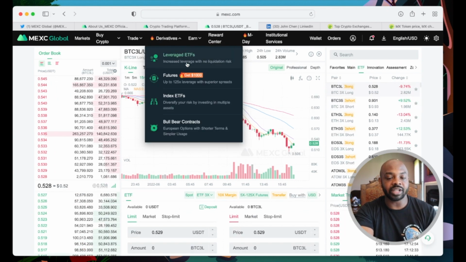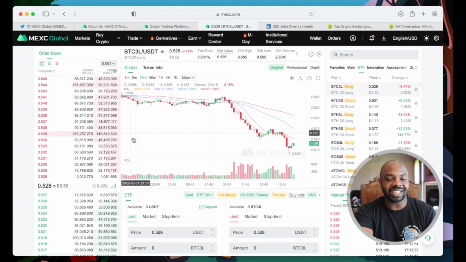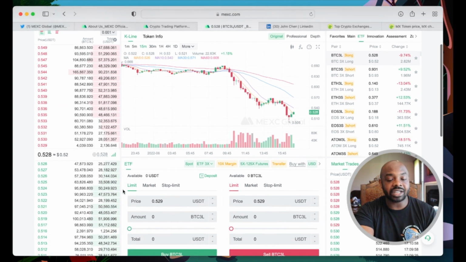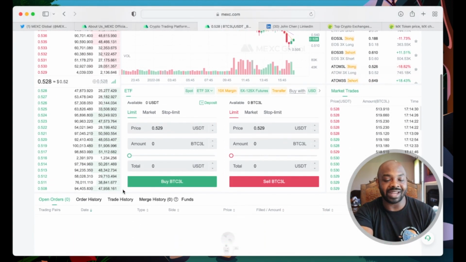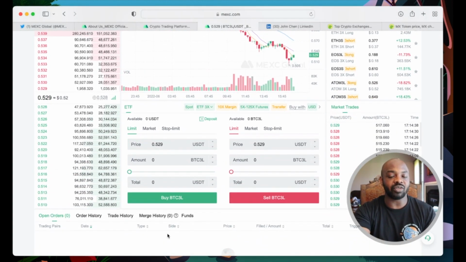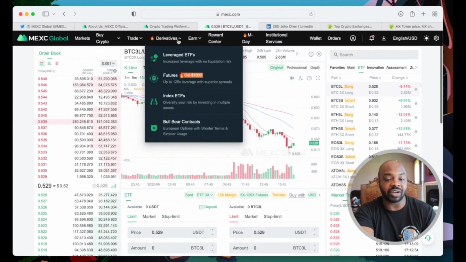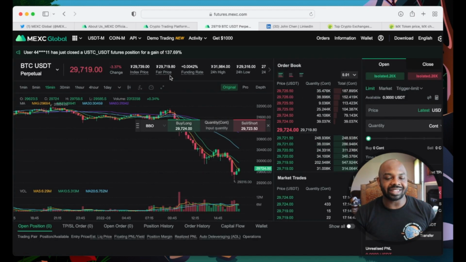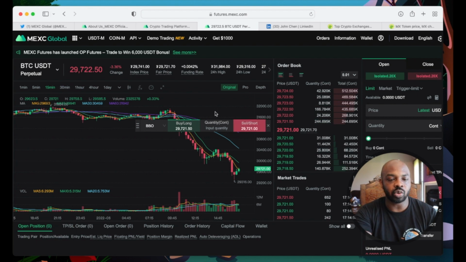Next, you have derivatives with leverage ETFs. Now, I never really seen you be able to trade leverage ETFs. If people are more educated about it in the comments, let me know how leverage ETFs work because I never traded leverage ETFs. So now you got your futures. Let's see what they're talking about. Get that free $1,000. What do you need to do it?